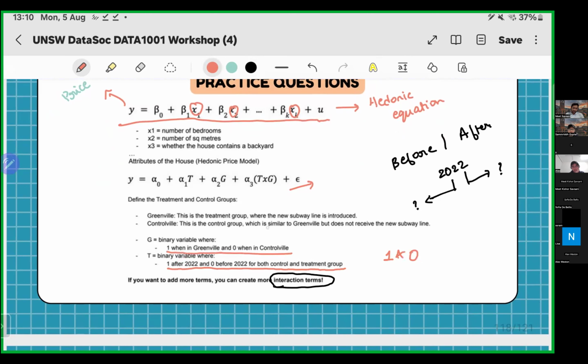Control Vale is the control group, which is similar to Greenvale but does not receive the new subway line, like the previous example I mentioned about the morning lectures. Control Vale is the control group where you don't give the treatment and you just want to see the effect of the treatment. So you fit the values in this equation. This is your time variable, this is your control and treatment group, and this particular term is called the interaction term.